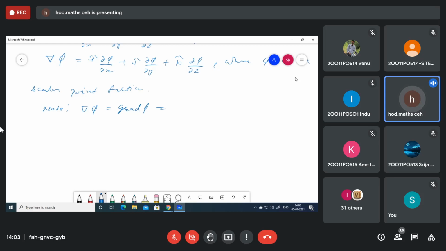And now onwards, instead of writing all these three terms, I can write it in just one term by writing a summation sign, summation of i dou phi by dou x. Can I write it?